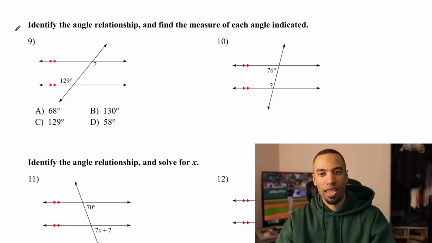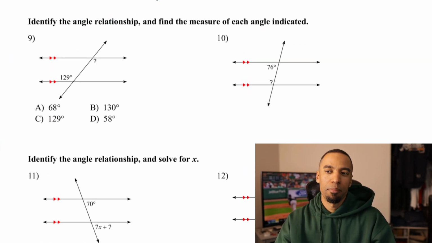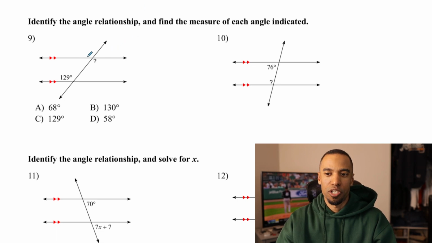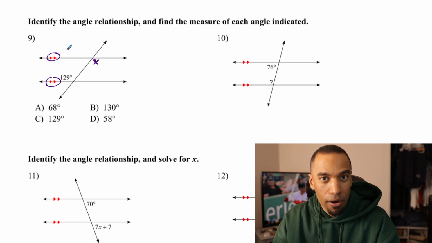All right, last page right here, and 6 more problems. Identify the angle relationship and find the angle measure. Find the measure of each angle indicated. The question mark's the one indicated. I'm going to put an X because I like to use algebra. Now, you notice these arrows here. Those mean the lines are parallel.